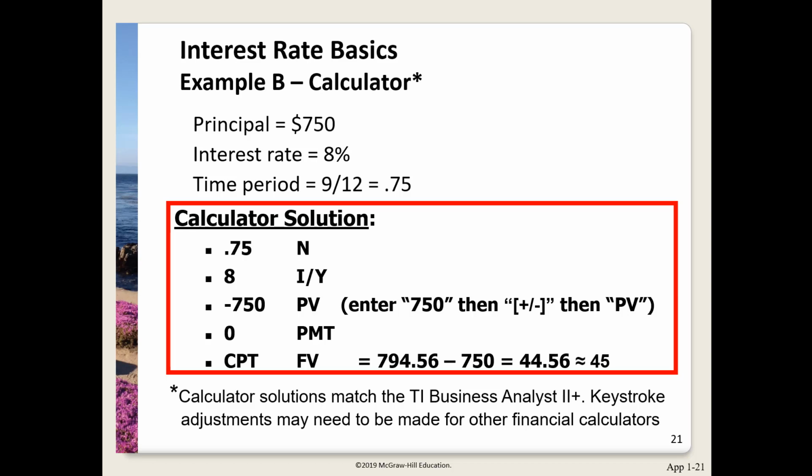You deposit 750. Enter 750, then press the plus minus key at the bottom, and then hit PV. Payment is 0. You're not adding anything to your initial deposit. To solve for future value, press Compute and FV. You'll get $794.56. So your interest, minus the initial $750, is about $45, $44.56.